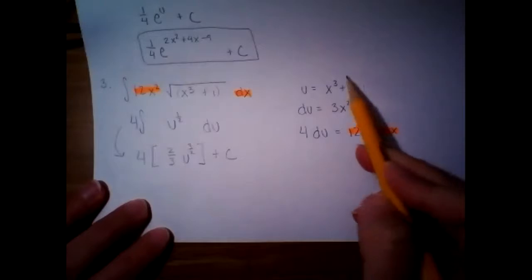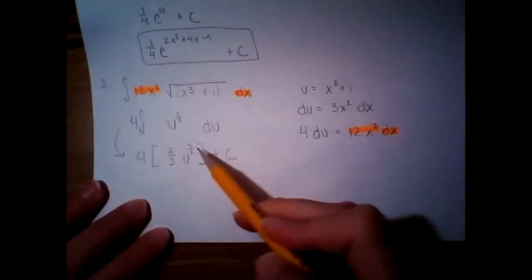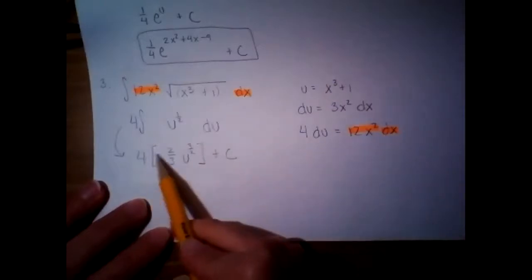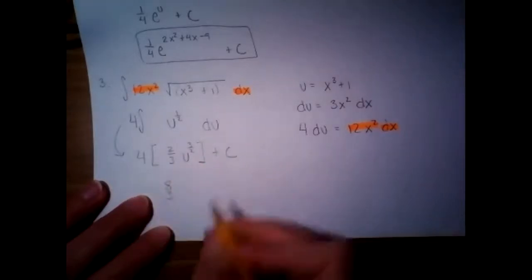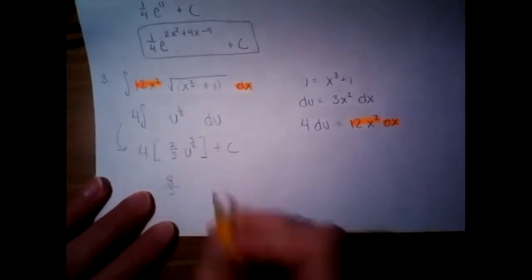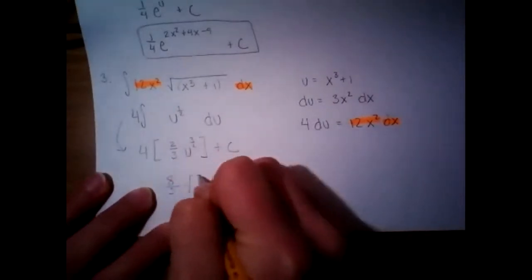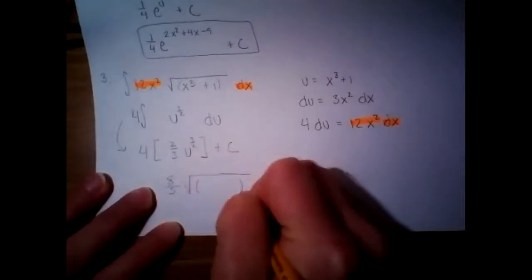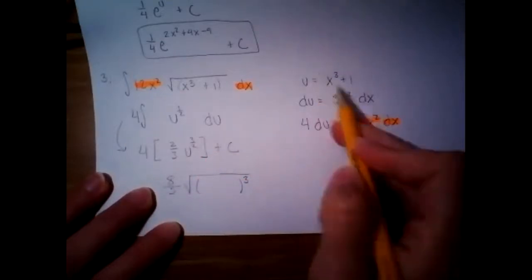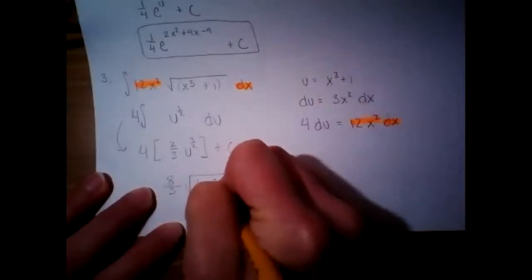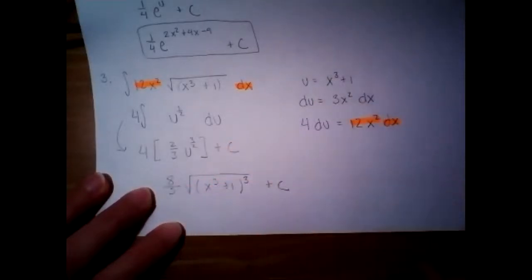And then at the end, you're going to put this back in for u. And also, I'm going to multiply these together. 4 times 2 would be 8. So we're going to have 8/3. And then this would be square root of u cubed. And u is this statement right here. So x cubed plus 1. And then plus c.